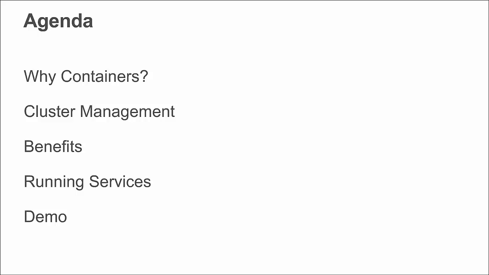So we're going to talk about why you might want to use containers. We'll understand what they're for, how customers are currently using them, and then we'll talk about how you can use containers at scale on AWS. We'll talk about a service we've built called Amazon ECS. That gives you some cluster management functionality, some benefits of this service, and we'll talk about how you can put all this together by running services on top of Amazon ECS.